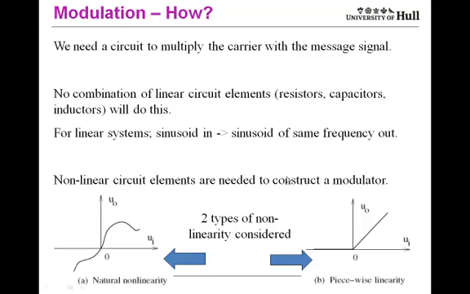Now we know that modulation moves information from one frequency to another, and so it must use non-linear circuit elements to achieve that. This is because linear circuit elements will not move information from one frequency to another, so no network of resistors, capacitors or inductors will do the job for us. So we need a non-linear circuit element.